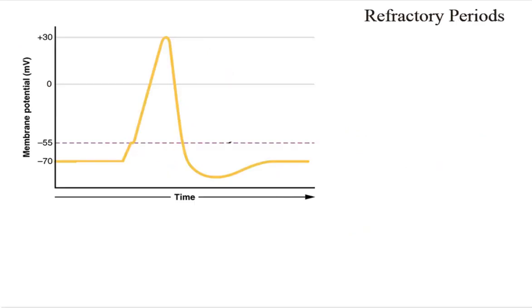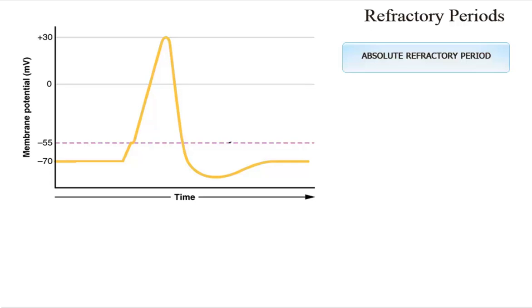This activity dealt with the refractory periods of the action potential. So the refractory period is a period in which it is more difficult or impossible for a particular cell to fire a second action potential. So let's first talk about the absolute refractory period.